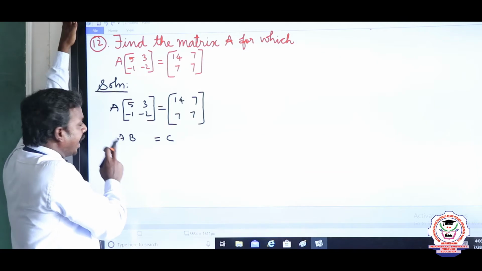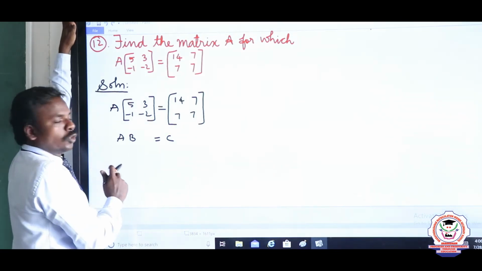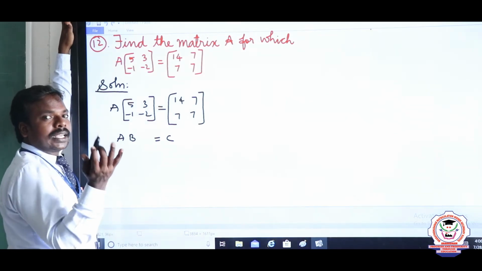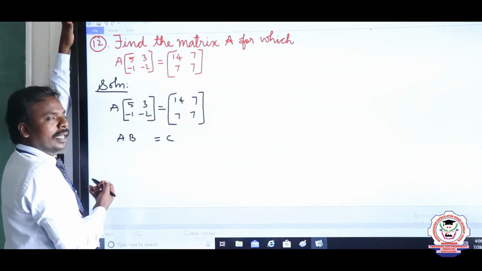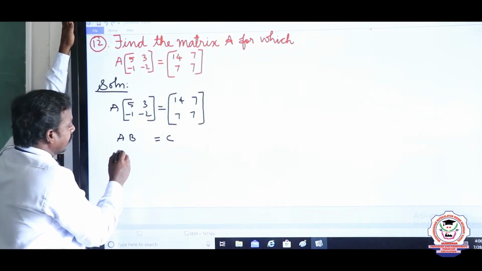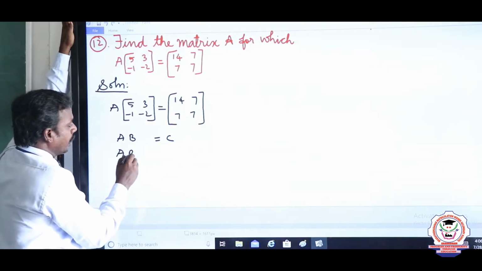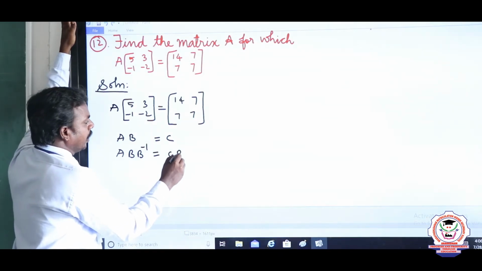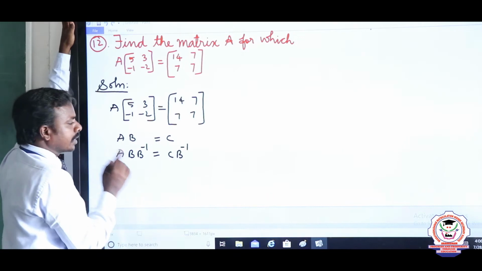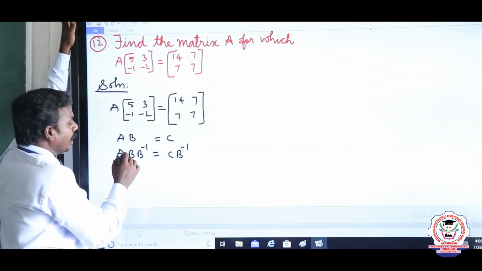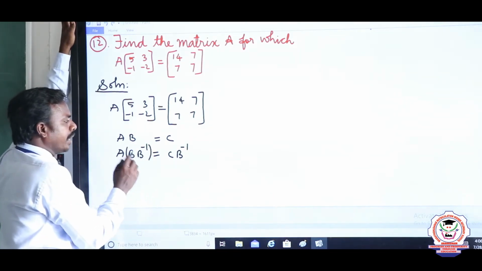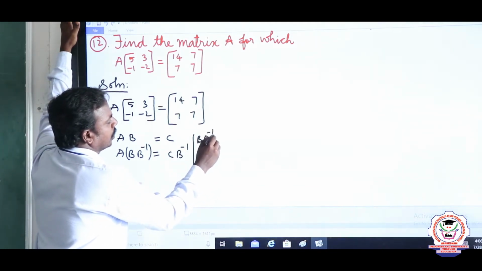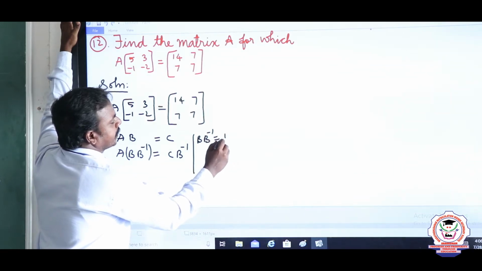On the left hand side, A and B are in multiplication. So I want to eliminate this B. How can you eliminate it? Take post multiply by B inverse: A into B inverse is equal to C into B inverse. All of you listen, take post multiply by B inverse. So already we know that B into B inverse is the identity matrix I.